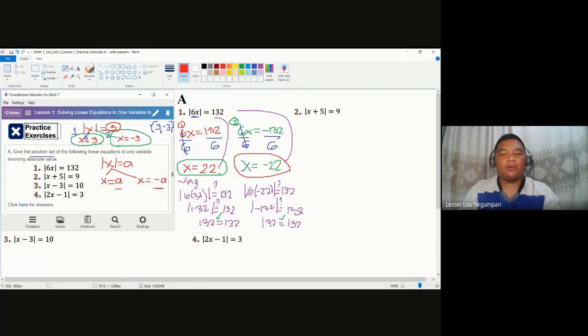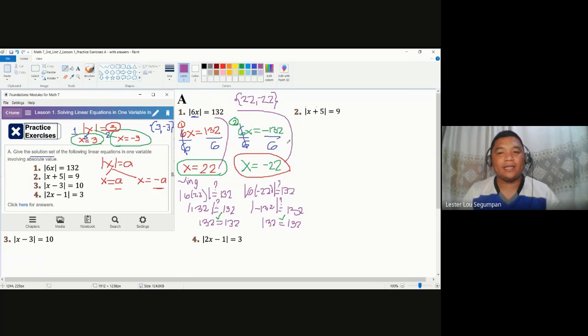Now that we are sure that both of them are solutions, we can come up with our solution set, and it shall contain the values 22 and negative 22. As a reminder, we are using a set in roster form because we are listing the solutions. Since we only have two solutions, not possible solutions, because we are already assured that they are solutions, we may use the roster form, not anymore the set builder form.